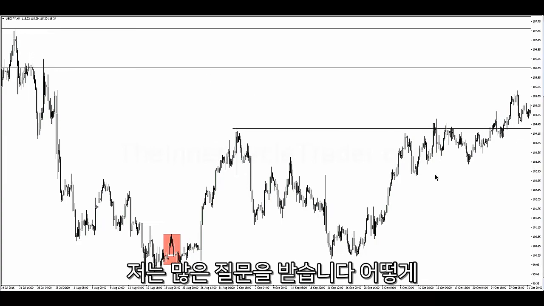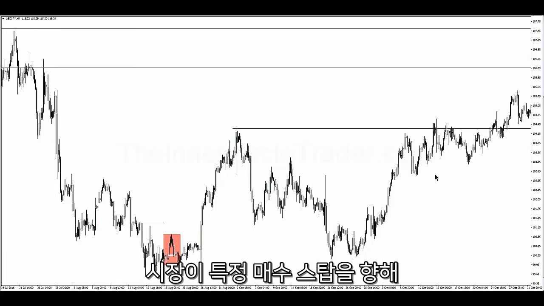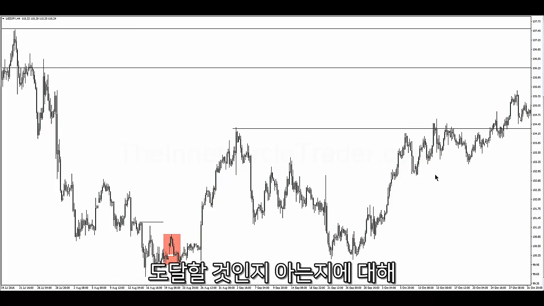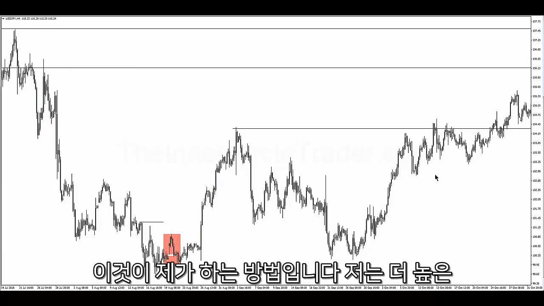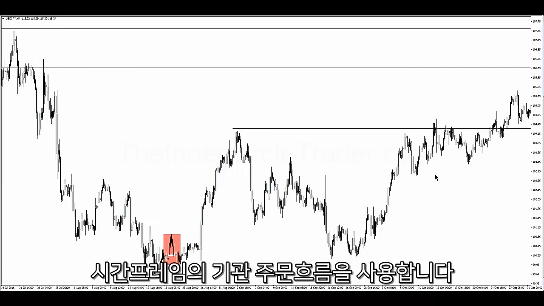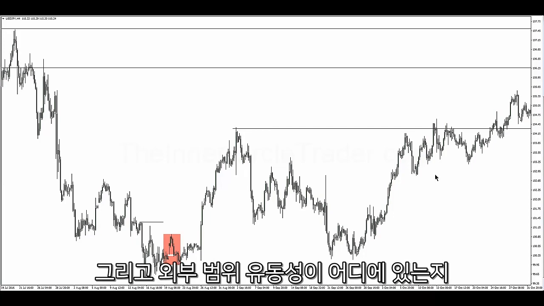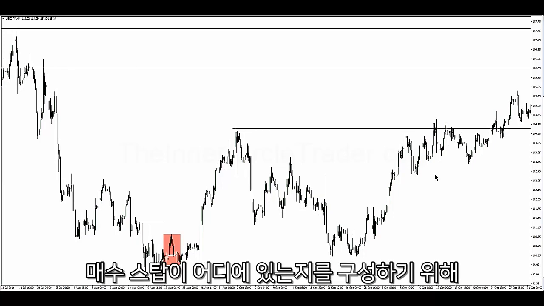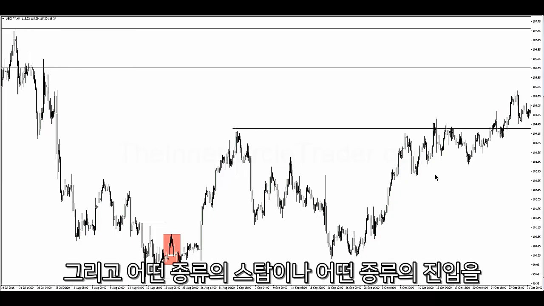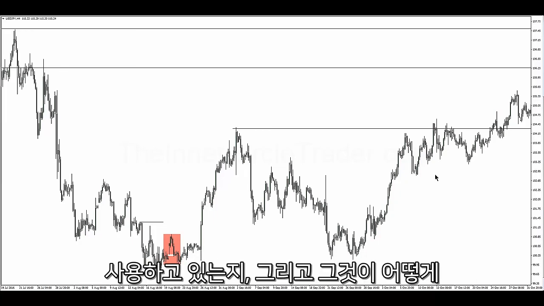I get questions so many times about how I know where the market's going to be reaching for specific buy stops when we do our live session. This is how I do it. I use the higher time frame institutional order flow to frame out where internal range liquidity is and where external range liquidity is. Where's the buy stops, and what kind of entry am I using, and how does it align with the higher time frame?